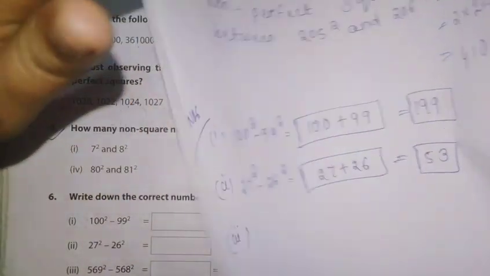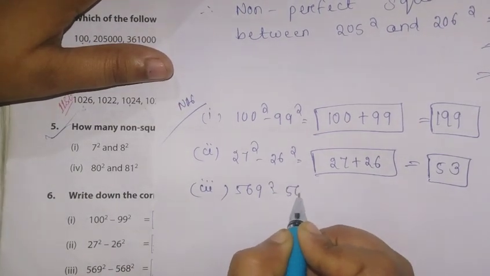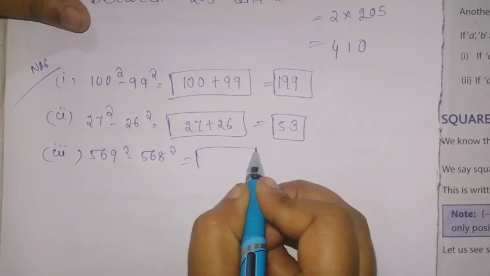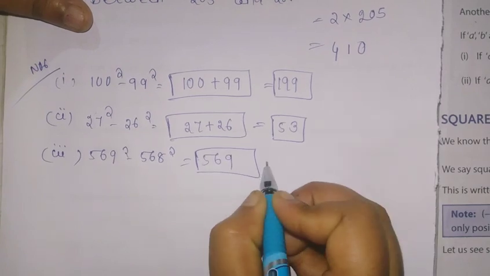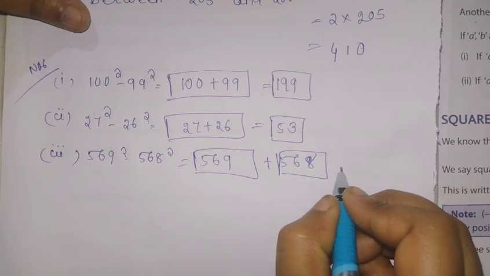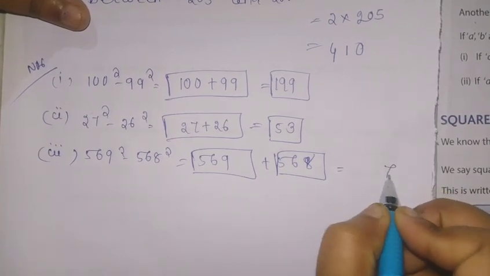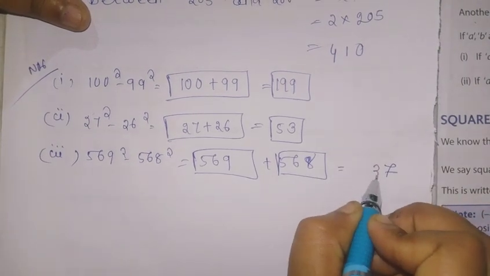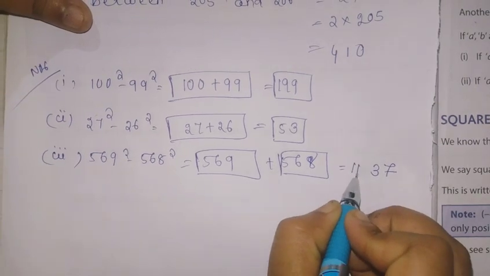569 square minus 568 square. Then (n plus 1) whole square minus n square equals n plus 1 plus n. 569 plus 568 equals: 8 plus 9 is 17, we carry 1; 6 plus 1 is 7, 7 plus 6 is 13, we carry 1; 5 plus 5 is 10, plus 1 is 11.